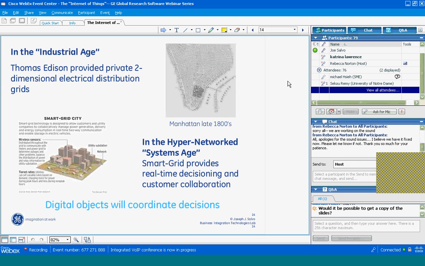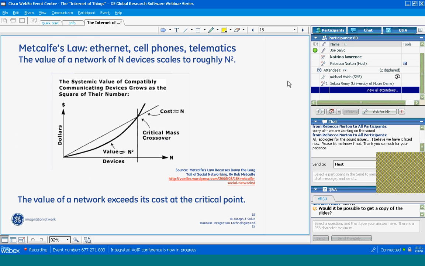So now we're entering a new age, the systems age, where everything will be hyper-networked. And one of the concrete examples will be moving into an intelligent grid or a smart grid, where the same electrical system will now be connected to millions and millions of sensors that will have to help manage and optimize all the objects that are connected to it in near real time.